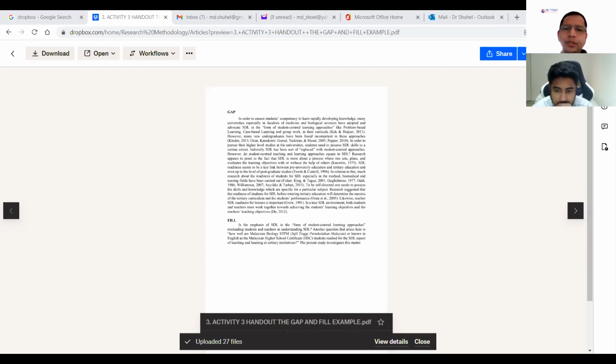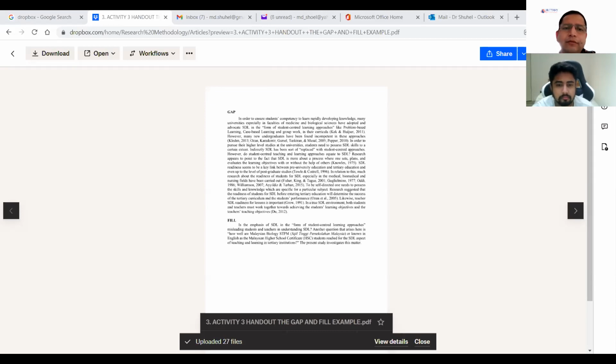This is one gap because, you see, if you read from the beginning, in order to ensure the student competency to learn rapidly developing knowledge, many universities, especially in the faculties of medicine and biological studies, have adopted and advocate SDL in their form of student-centered learning approach, like problem-based learning or case-based learning. This was a citation by Cake and Ozisa in 2011. This is a quotation mark. I mean, this is from their side. This is not from the researcher.